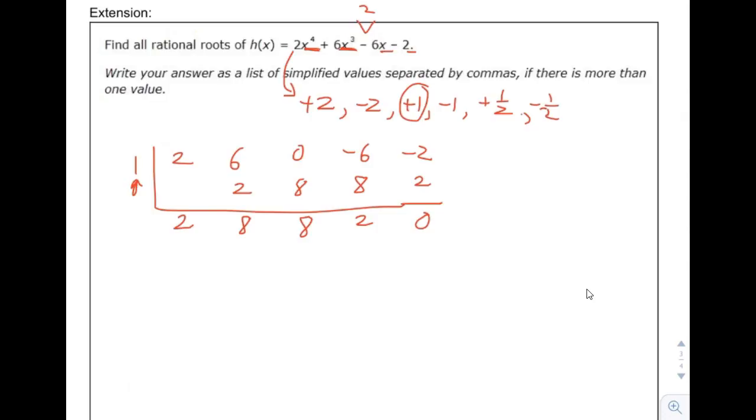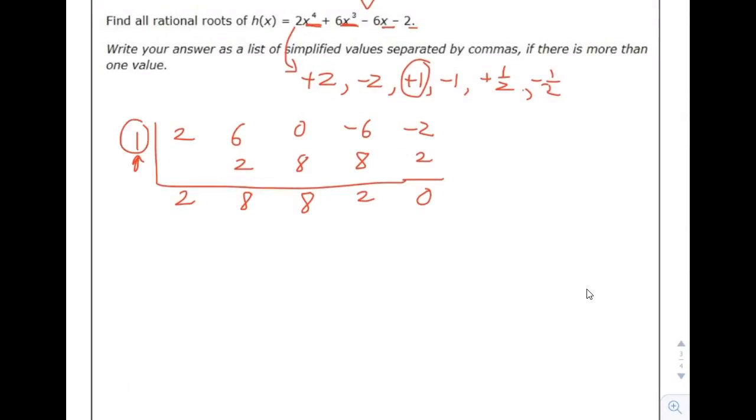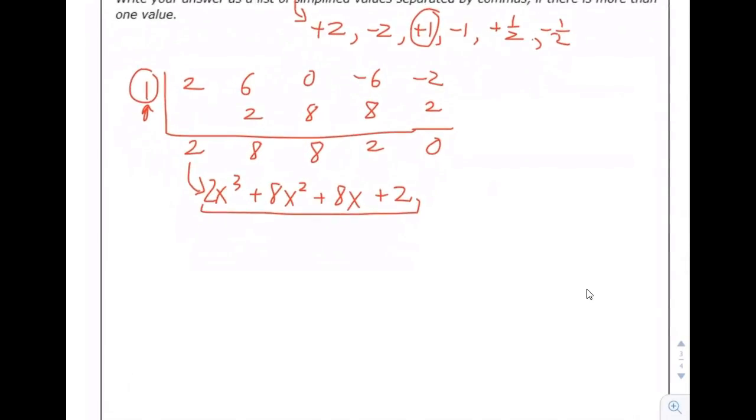And not only do we know that the rational root is indeed 1, we also know that the polynomial that's left over after you divide by the binomial x minus 1, you get this leftover polynomial, right? This is what you have left over. So right now we have x minus 1, because that's what we divided out, right? This represents x minus 1. And that is multiplied times 2x cubed plus 8x squared plus 8x plus 2.